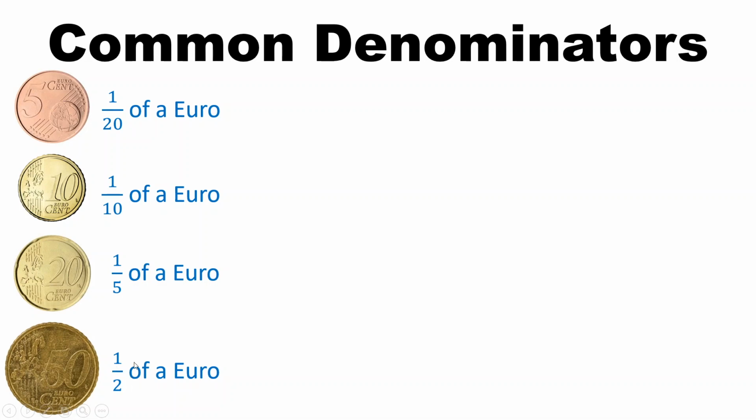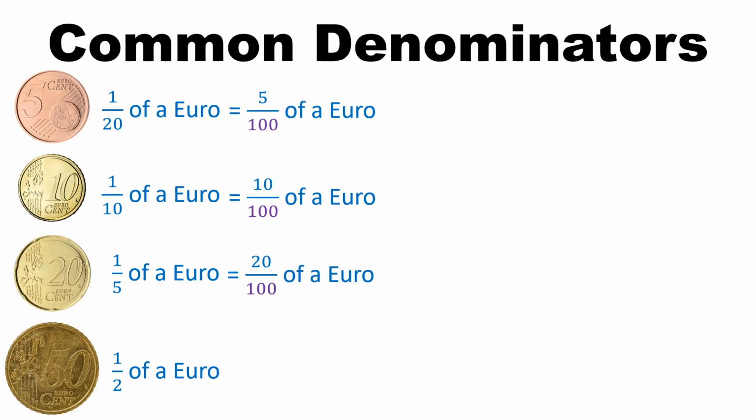In order to compare or add fractions, we need to have common denominators. Luckily for money, we tend to think of coins as being some fraction of 100 cents. 5 cents is clearly 5 out of 100 cents. 10 cents is clearly 10 out of 100 cents. And 20 cents is clearly 20 out of 100. And 50 cents is clearly 50 out of 100 of a euro.